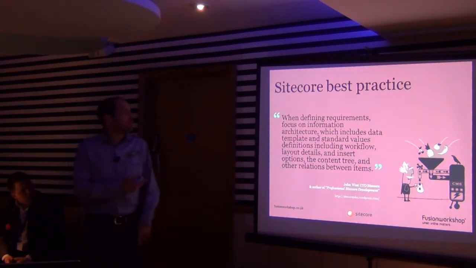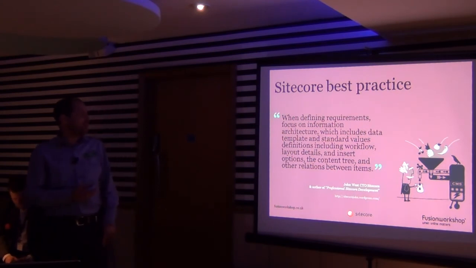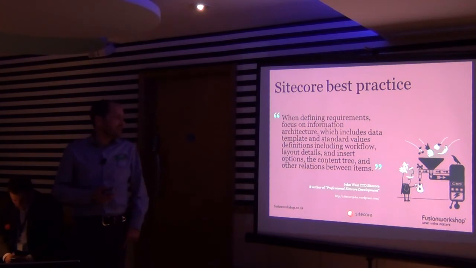This is from a blog, John West's blog. Basically, it was best practice. I think it was 10 points of best practice, and this one was about IA. So when defining requirements, focus on information architecture, which includes data templates, standard value definitions, including workflow, layout details, insert options, content tree, and relations with other items. Now, the second half of that, I think we all understand, and it's what we do every day when we're doing object definition and template creation in Sitecore. And it's about standard values, workflow, layout details, relationships.